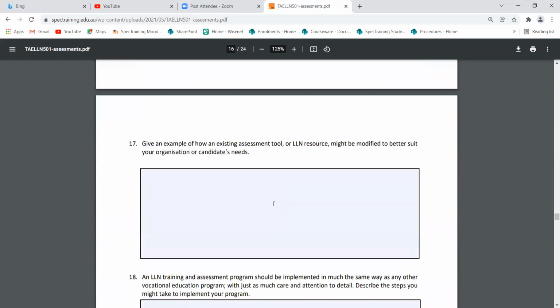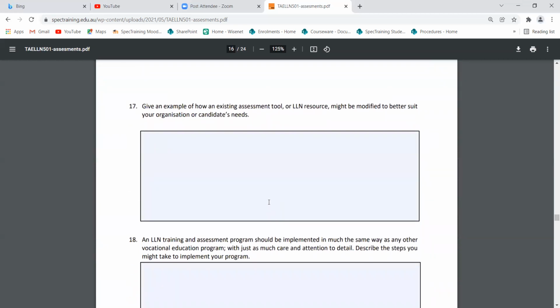Okay. 17, give an example of how an existing assessment tool or LN resource might be modified to better suit the organizational candidate needs. Okay, so just think about one that you already have and think about how could it be even more tailored to an audience that you have. Okay.